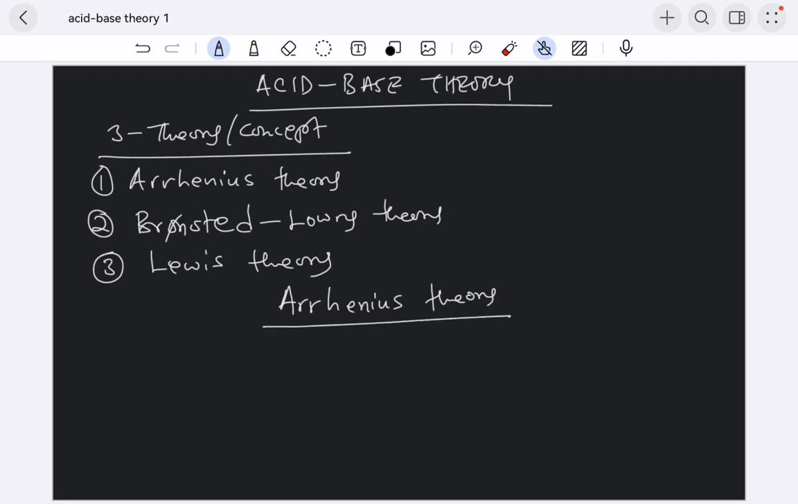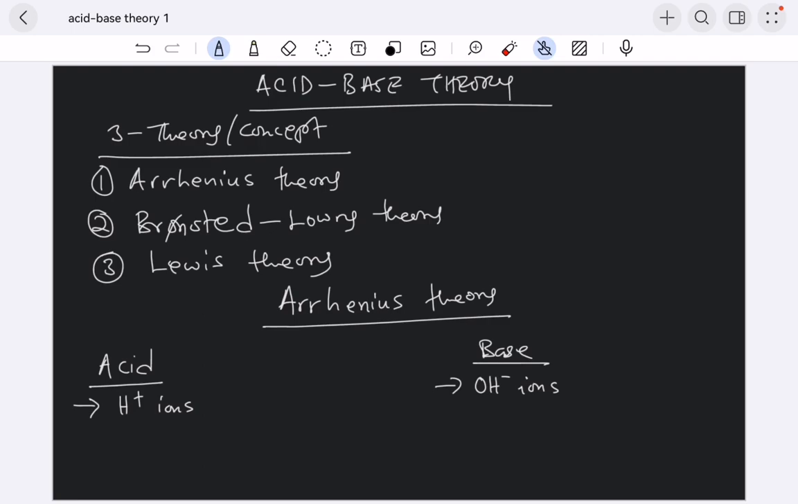So the Arrhenius theory describes an acid. So look at this in comparison. Arrhenius theory describes an acid as a substance which, when dissolved in water, produces hydrogen ions. Then it describes a base as a substance which, when dissolved in water, produces hydroxide ions.